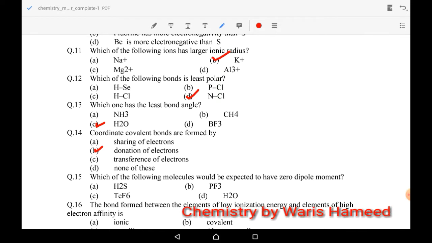15th MCQ. Which of the following molecules would be expected to have zero dipole moment? Tellurium hexafluoride, TeF6, will have zero dipole moment.